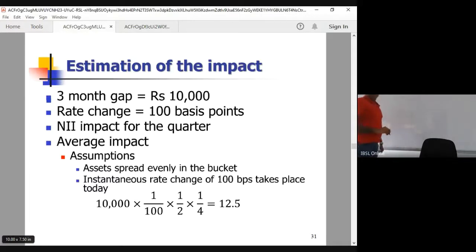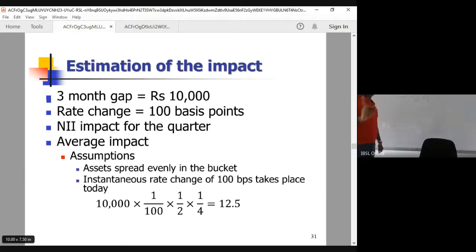Then we have the rate change, which is basically 1%. Then you have a quarter, so the period is a quarter. So we are talking 1% per annum. In other words, when you say quarter, it is for one quarter, what the impact is.